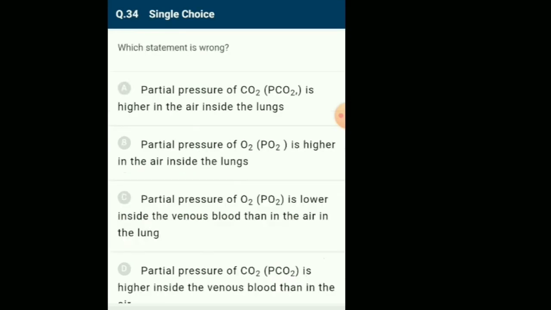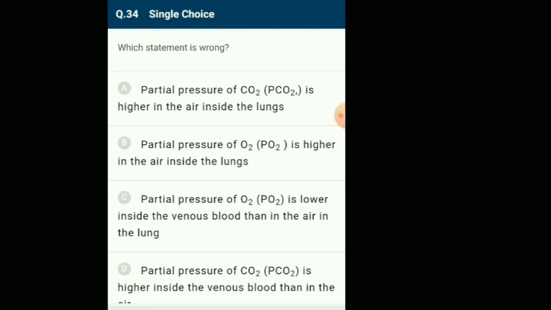Question number 34. Which statement is wrong? Partial pressure of oxygen in the atmospheric air is 158 mm of Hg and that of carbon dioxide is 0.3 mm of Hg. Partial pressure of oxygen, that is PO2, in alveolar air is 100 mm Hg and it is only 40 mm Hg in the arterial capillaries of the lungs.